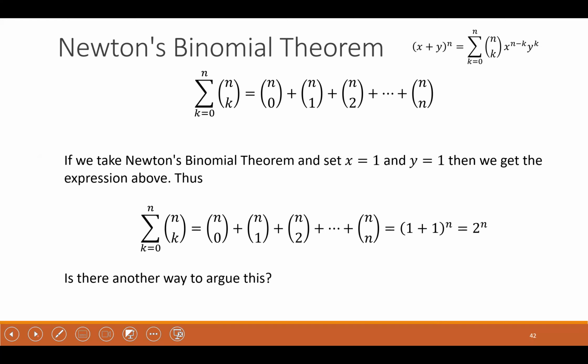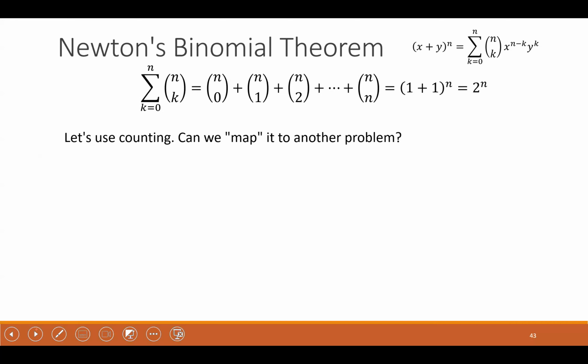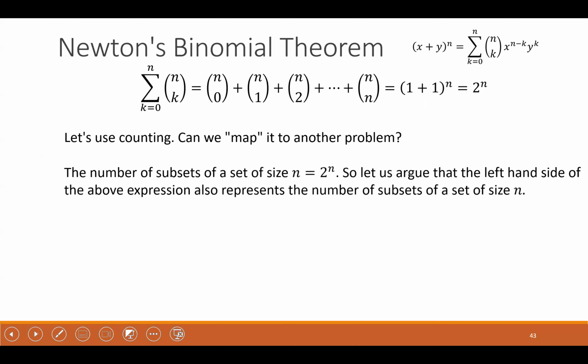Why is that important? Well, is there another way to argue this? Let's count it in another way. So we're going to map it to another problem. We know that if we have a set of size n, the number of subsets is 2 to the power n. Now I'm counting all subsets, not just the ones of size k, but all subsets. And we argued that earlier using the product rule. So now what we want to do is say that this also counts all subsets of a set of size n. And all we're going to do is basically explain that it does.